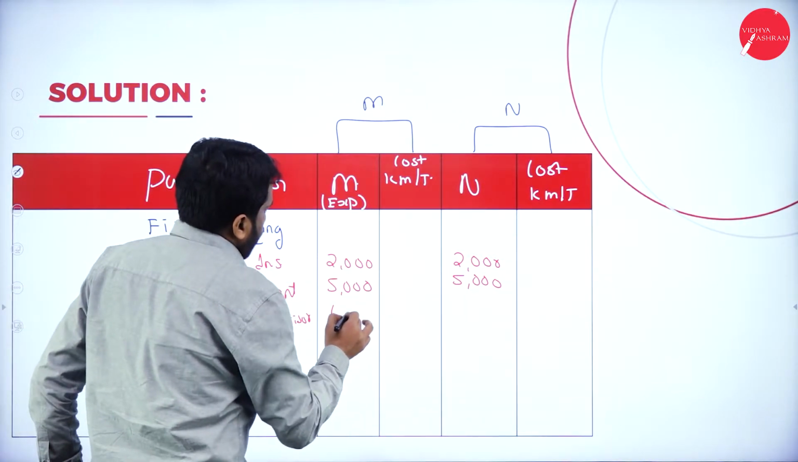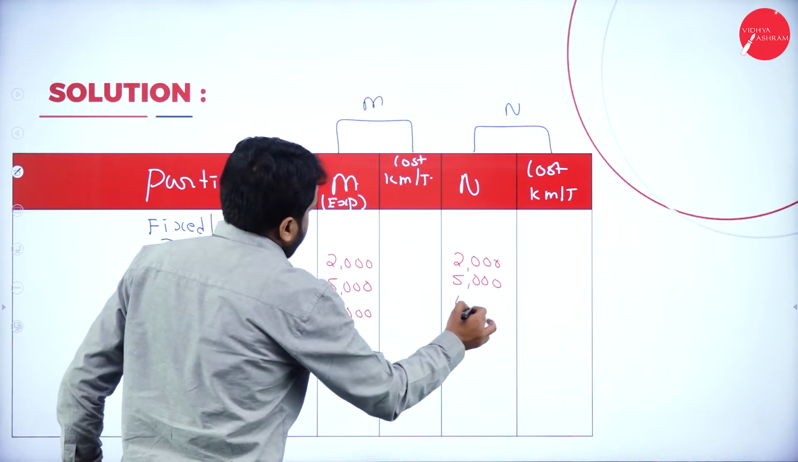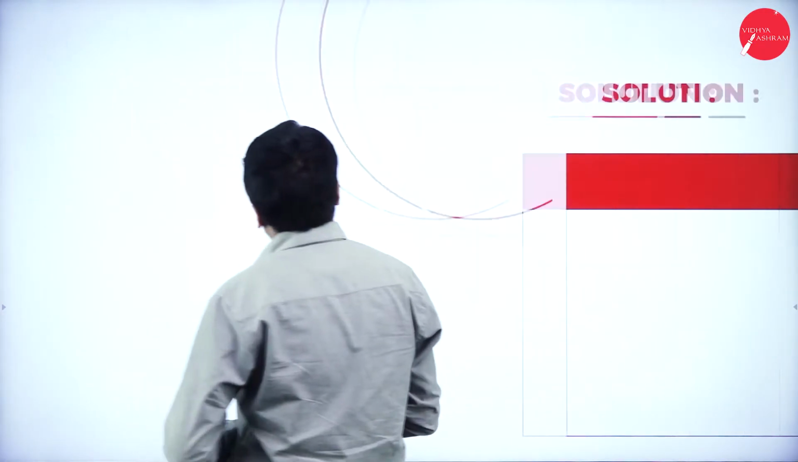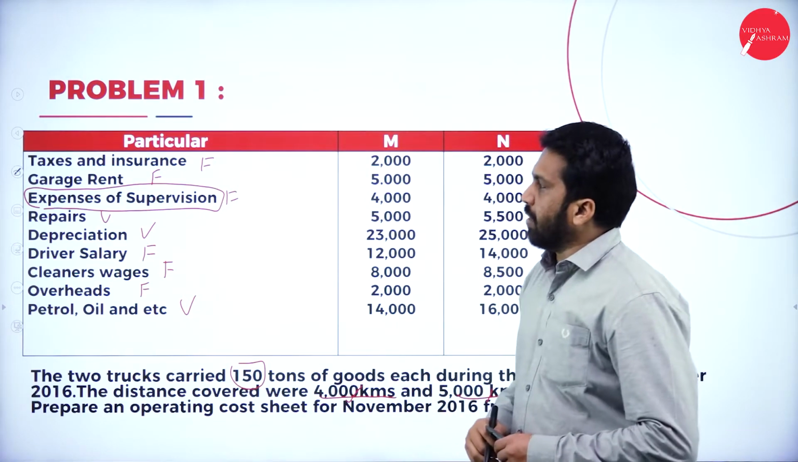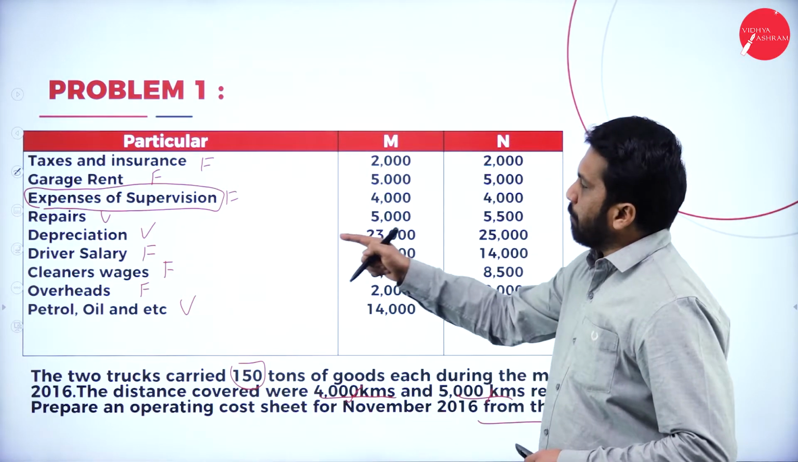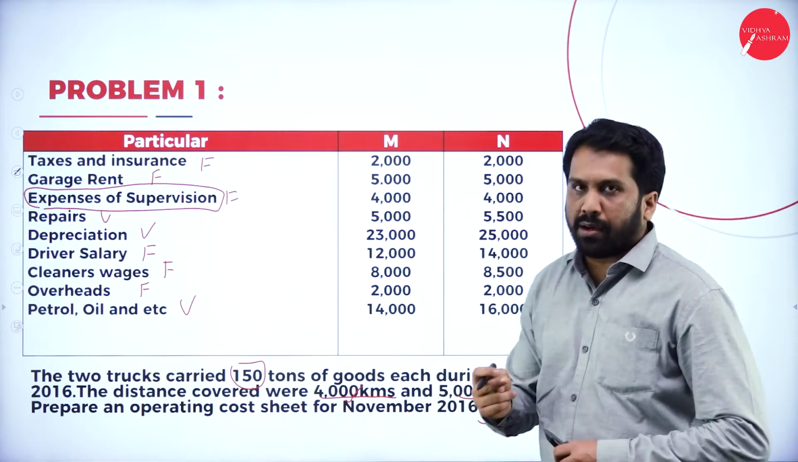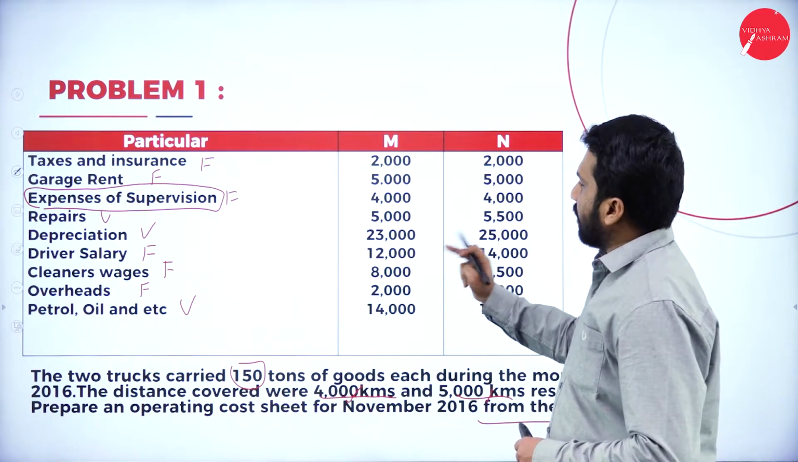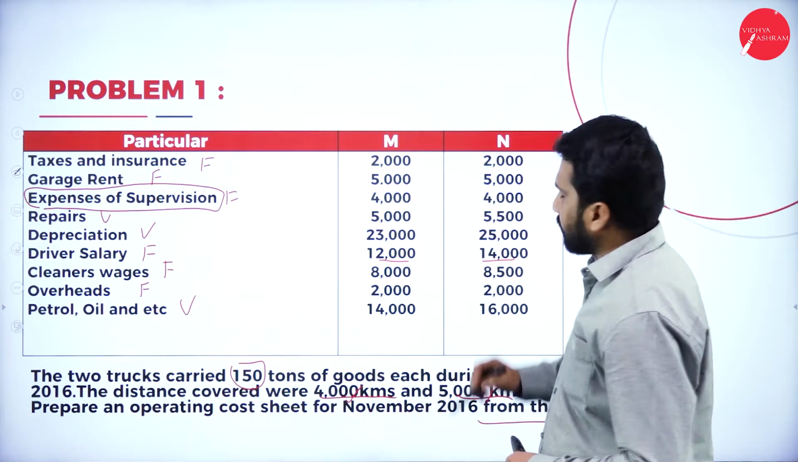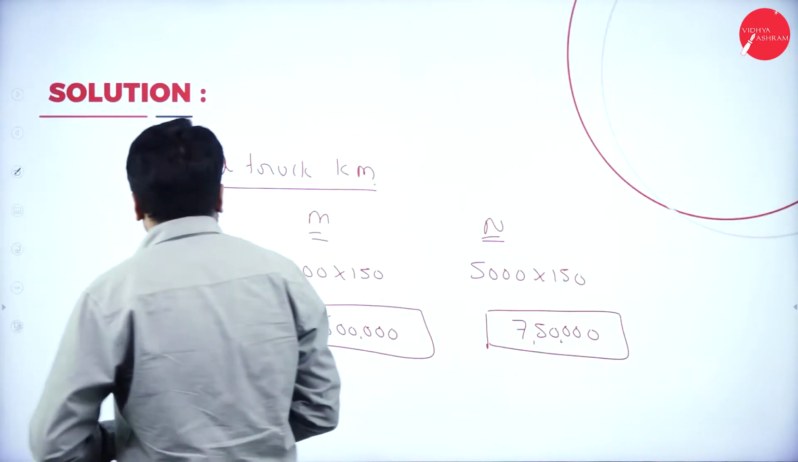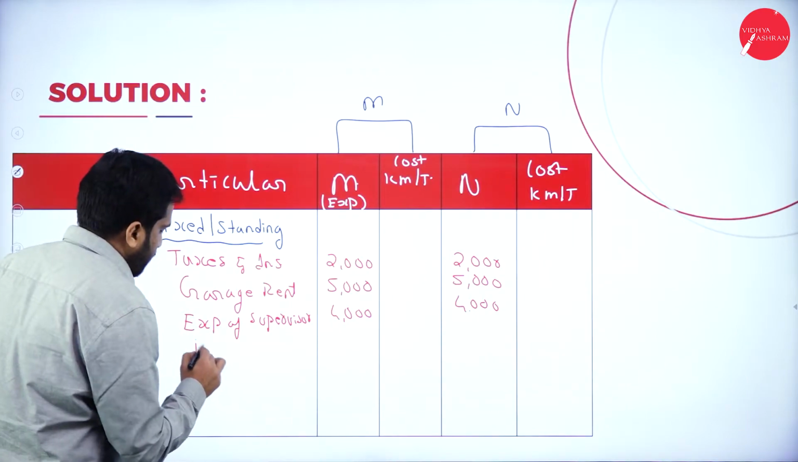So we have 4,000 and 4,000. Then we have repairs. Repairs comes under variable, will come later. Depreciation comes under variable, will come later. Driver's salary, how much is it? It is 12,000 and 14,000.